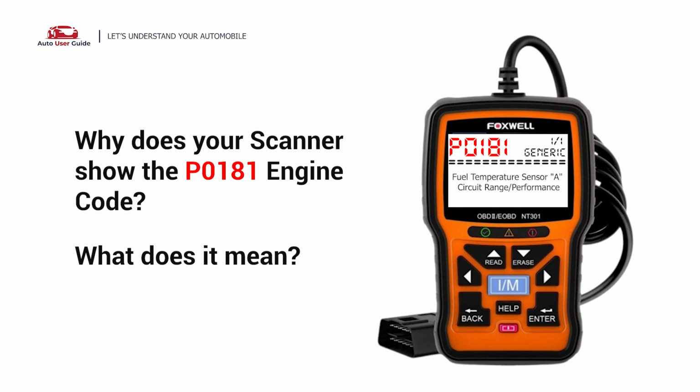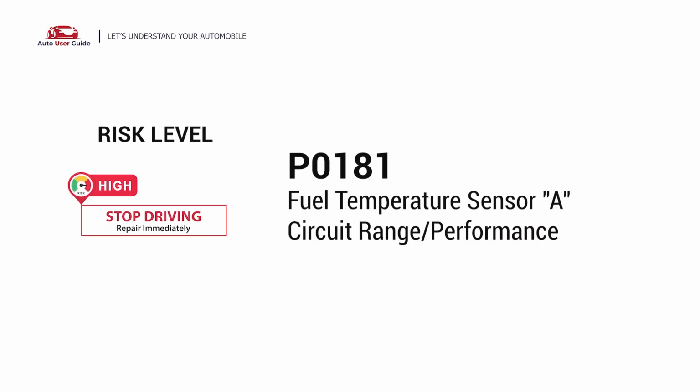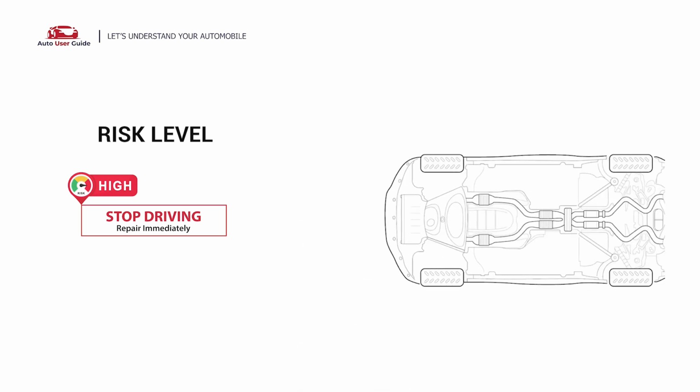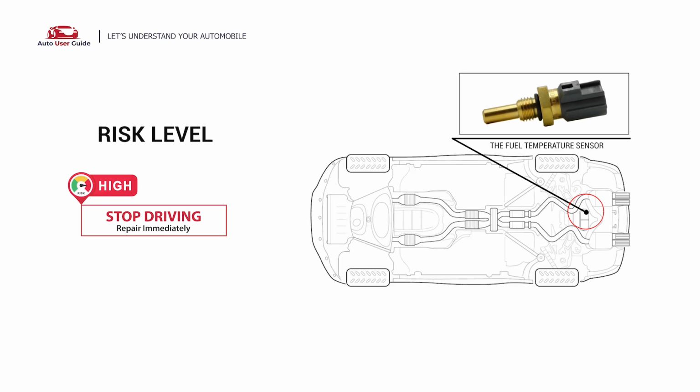Why does your scanner show the P0181 engine code? What does it mean? P0181 is a diagnostic trouble code for fuel temperature sensor A, circuit range or performance. It indicates the engine control module is receiving an implausible or out-of-range signal from the fuel temperature sensor. Under this circumstance, stop driving and repair your vehicle immediately.